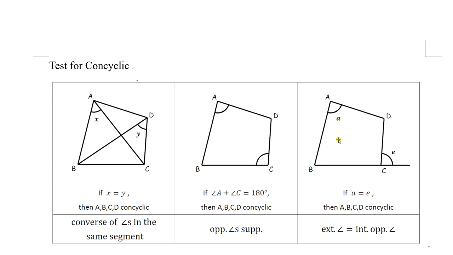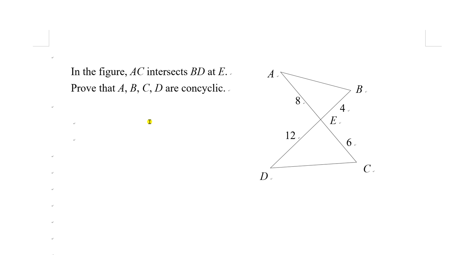Just go back to the question. As you can see, A, B, C, D is just like the shape of a bow tie, or you can say the shape of a butterfly. So among those 3 conditions, only the first one will be satisfied. That means you want to prove either angle A equals angle D, or angle B equals angle C. So how do we prove that?